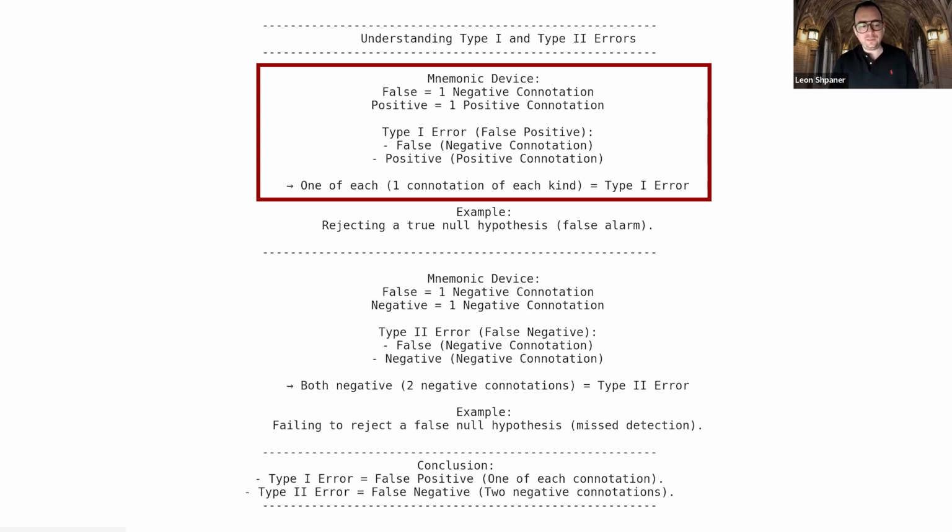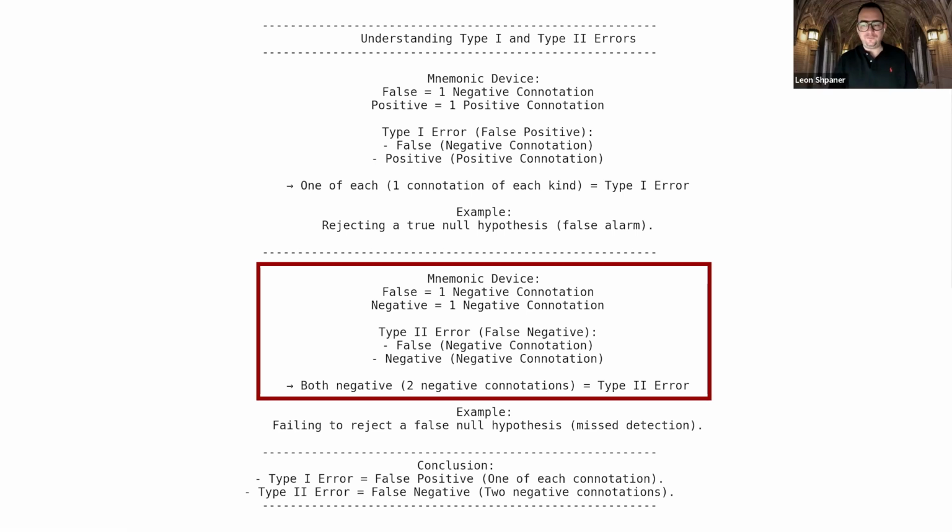A type 2 error is a false negative, because there are two words that carry a negative connotation. There's a false, and then there's a negative. There's two, so it's type 2. That's just how I remember it. Because if you just try to memorize this type of stuff without any kind of mnemonic devices, good luck. It took me years until I figured this one out.